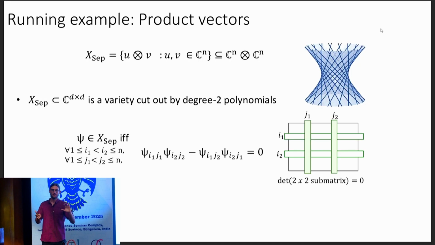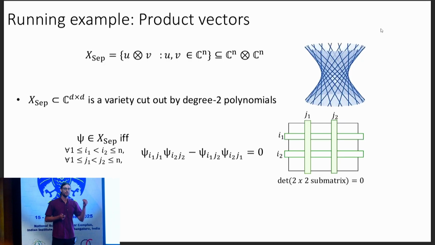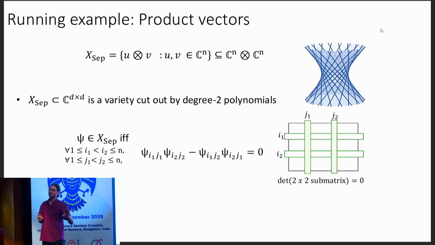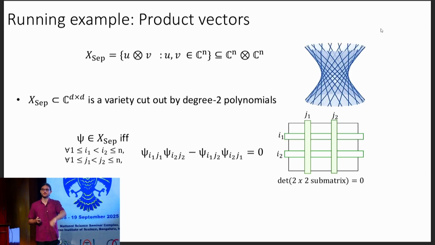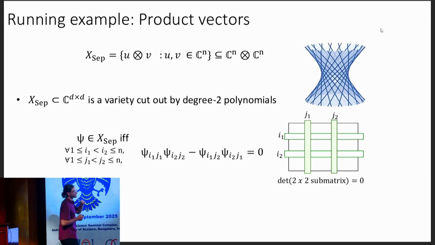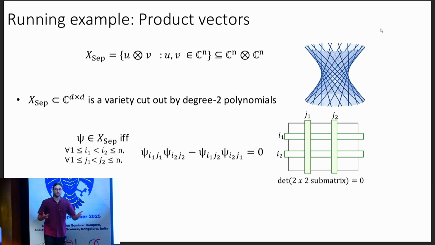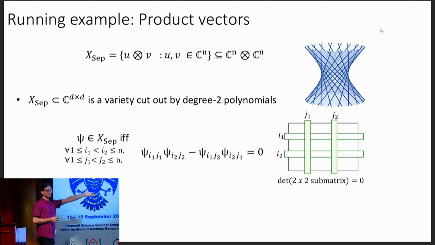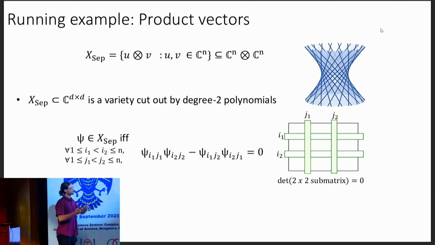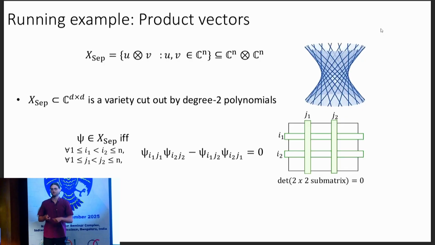It's a standard fact in linear algebra that a matrix has rank 1 if and only if the determinant of every 2 by 2 submatrix is equal to 0. Those 2 by 2 determinants are what I've written down here. They're polynomials in the entries of the vector. So product vectors are defined by polynomials: the set of product vectors is exactly the set of vectors at which all these polynomials are 0.